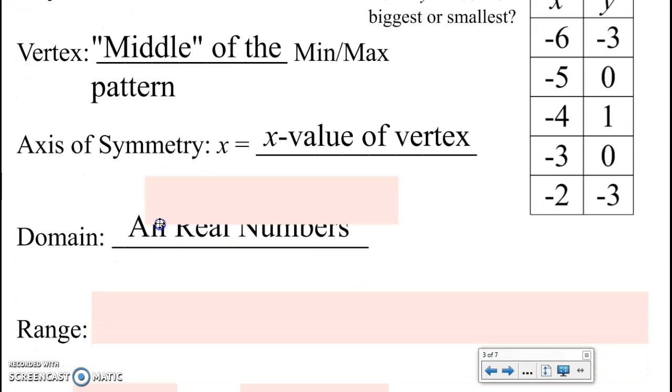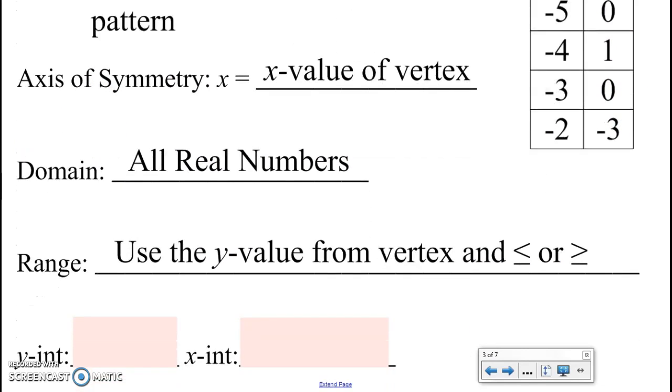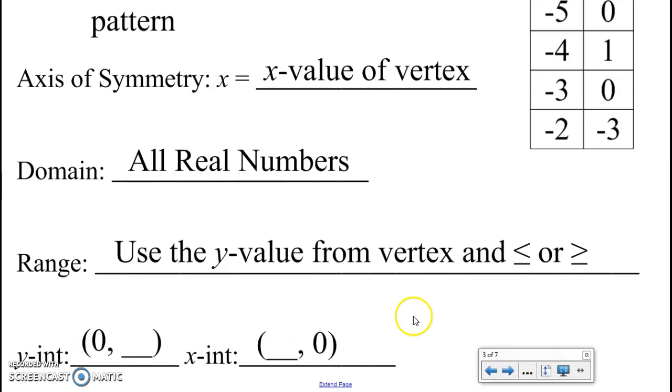Domain is always going to be all real numbers. Range is going to be the y value from the vertex and then either less than or greater than. It depends on if you have a minimum or maximum. And then the x-intercept is the one that has the 0 and then a number. Sorry, the y-intercept has a 0 and then a number. Your x-intercept has a number and then a 0. Okay, so these are all our key features that we found yesterday.